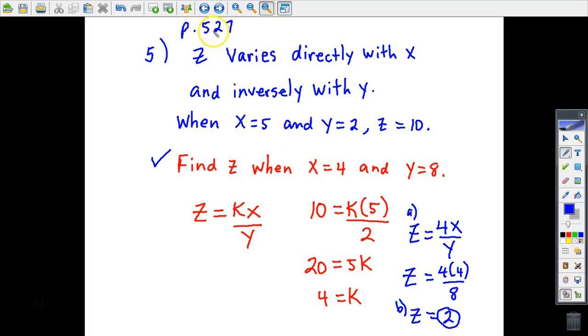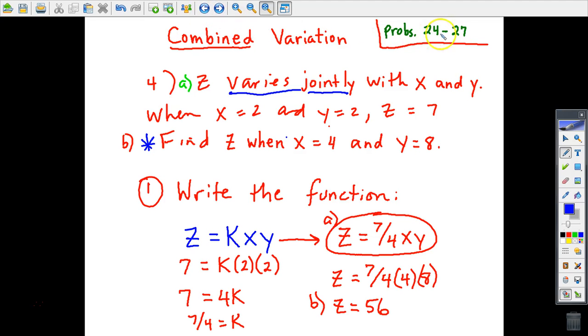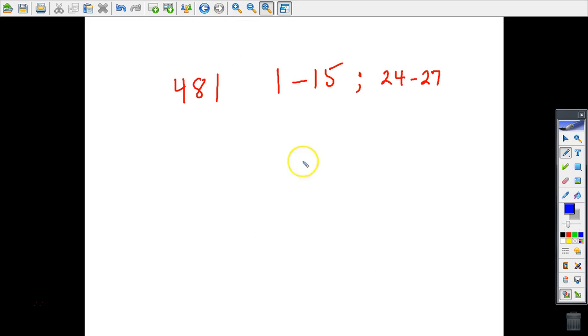All right, so hopefully that helps you with examples 24 through 27. And this is the entire assignment, so work on it, the most are very hard, and we will check these out tomorrow.